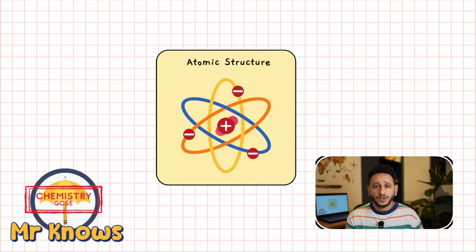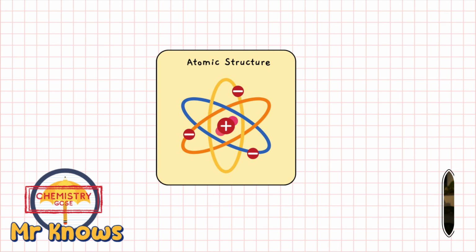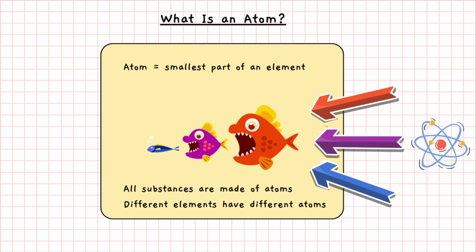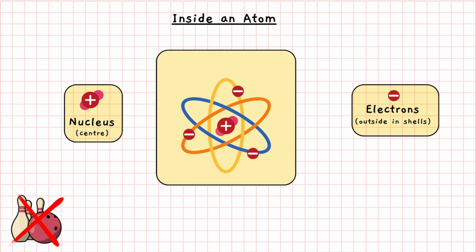This video covers atomic structure for Paper 1 AQA GCSE Chemistry. Everything else you learn in chemistry builds on this, so if this topic makes sense, the rest of the course becomes much less painful. An atom is the smallest part of an element that can exist on its own. Everything you can see, touch, or breathe is made up of atoms. Different elements have different atoms, which is why substances behave differently.